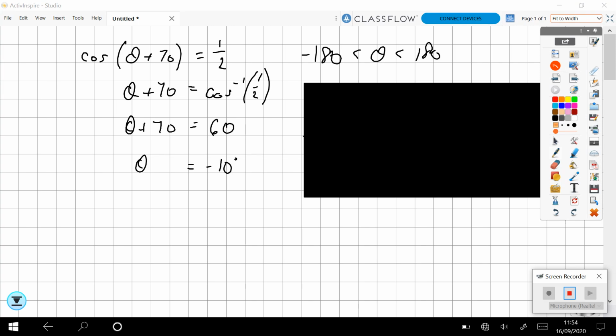Okay, I've set this up a little bit in advance, but we're going to solve cos of theta plus 70 equals a half. We solve it in the usual manner. Inverse cos of both sides gives us theta plus 70 equals 60, so theta must equal negative 10 degrees. And we're solving between negative 180 and positive 180.